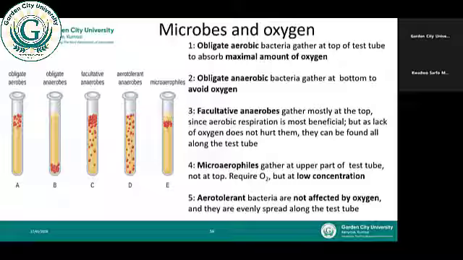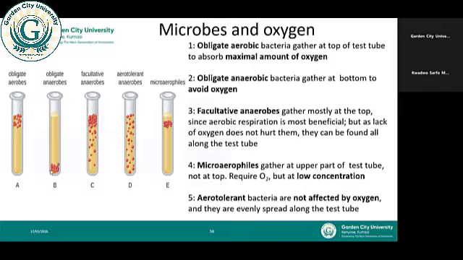So you see them settling at the top of this test tube. They are the obligate aerobes. They need oxygen for respiration. If they move down here, they will die. Then we have the obligate anaerobes, the opposite of this one. So opposite of the top is bottom. So they will move to the bottom because they are anaerobes. They don't need oxygen at all. It is toxic for them.